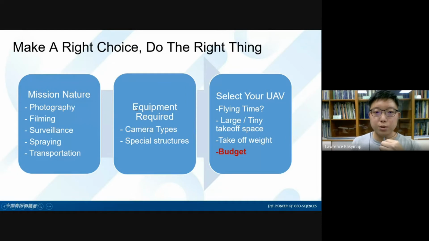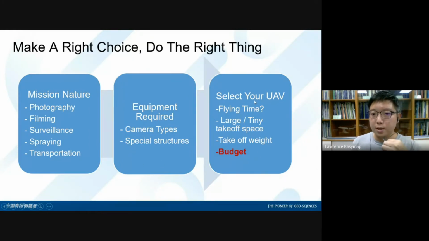After you know what kind of mission it is, you can choose the correct kind of equipment, with different camera specifications and maybe some modification of the structure of the UAV.